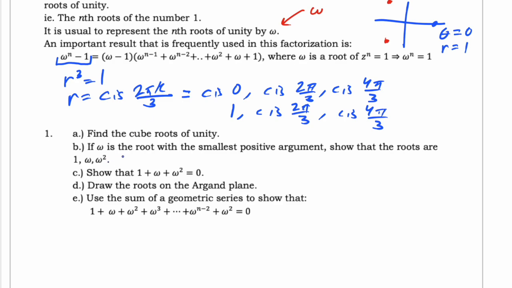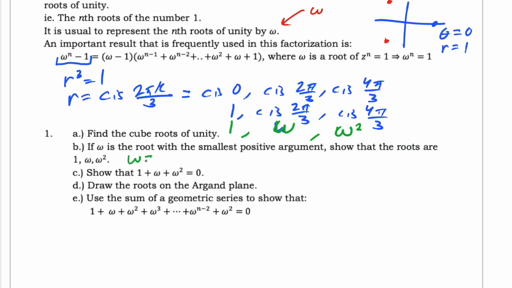And if omega is the root with the smallest positive argument, that's this one right here. This one has the smallest positive argument, because the argument of this one is 0, right? So we usually write the roots as 1, omega, and this one is omega squared, because if you take this one and square it, you get this one, right? Show that the roots are this, this, and this.